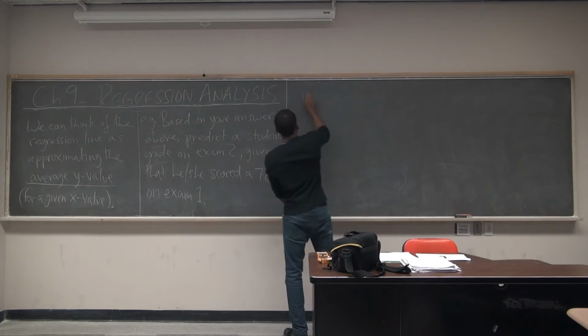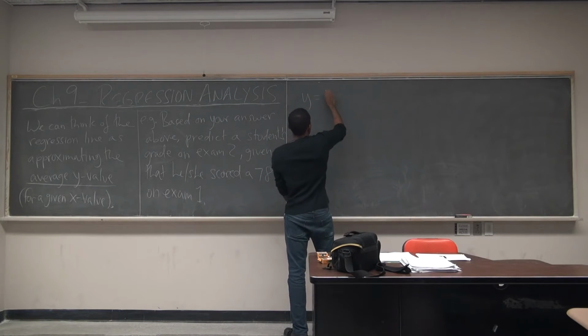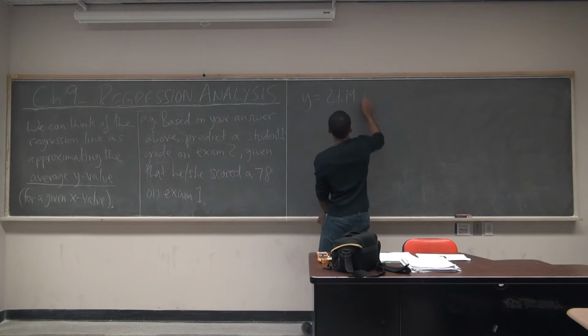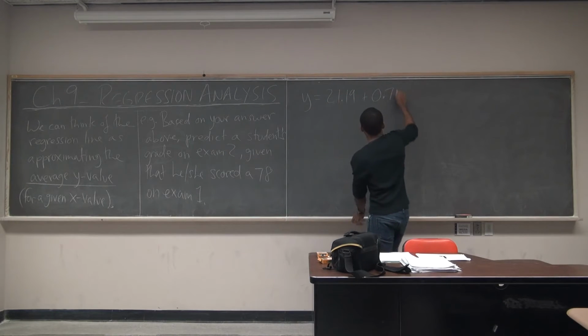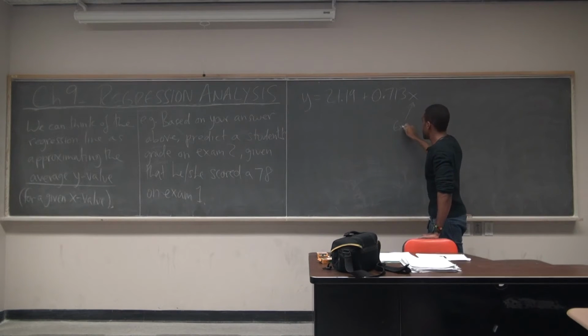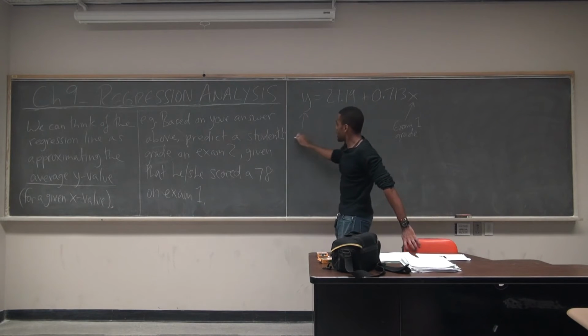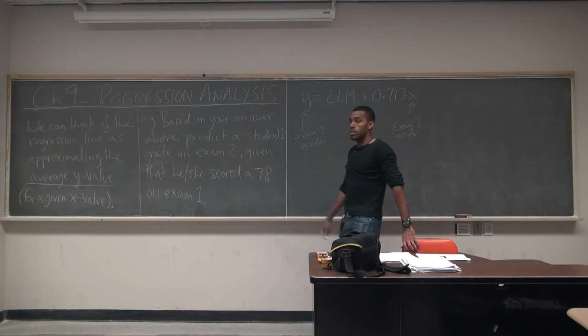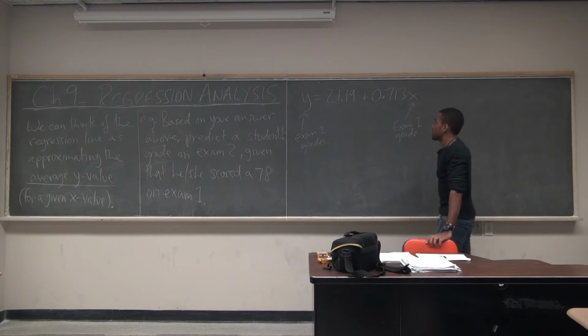So let's actually use it. We got that line, y equals 21.19 plus 0.713x. Now x represents the exam 1 grade, those are my x values, and my y would represent the exam 2 grades. Wait, so this doesn't predict exam 3, does it? No, exam 2. It can only predict the variables that I've already mapped.